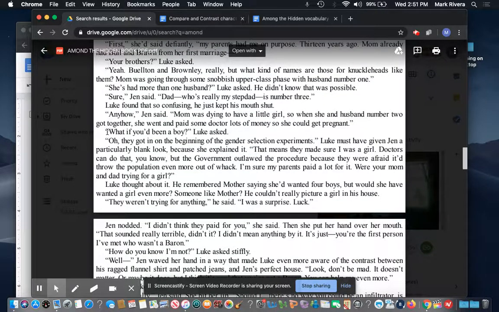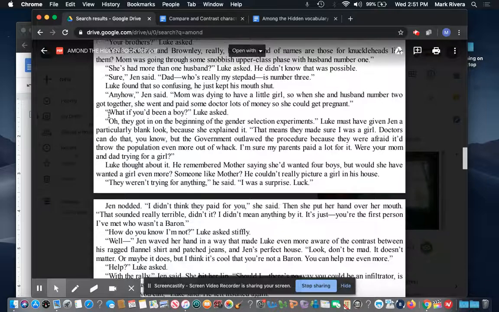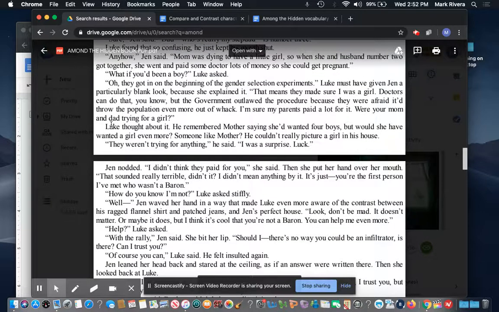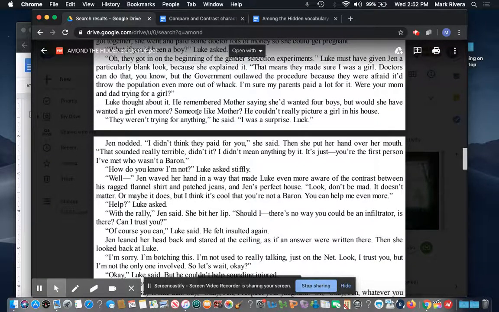"Anyhow, Mom was dying to have a little girl, so when she and husband number 2 got together, she went and paid some doctor lots of money so she could get pregnant." "What if it had been a boy?" Luke asked. "Oh, they got that in the beginning in the gender selection experiments." Luke must have given Jen a particularly blank look because she explained it. "That means they made sure I was a girl. Doctors can do that, you know. But the government outlawed that procedure because they were afraid I'd throw the population even more out of whack. I'm sure my parents paid a lot for it. Were your mom and dad trying for a girl?" Luke thought about it. He remembered their mom saying she wanted 4 boys, but would she have wanted a girl even more?